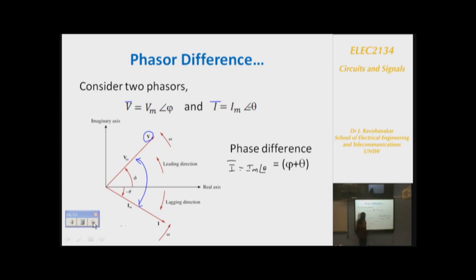So where will Im at an angle of theta come? Im at an angle of theta will come here. So this will be I, and I will be Im at an angle of theta. So in this case, what will be the phase difference? The phase difference will be: this is theta, this is phi, and only this is the phase difference. So phi minus theta is the phase difference. So it's always easier to find the phase difference by projecting the AC quantities as phasors rather than waveforms.